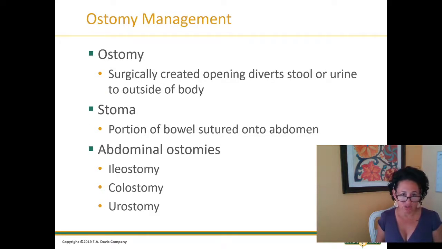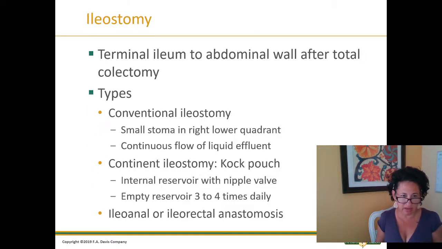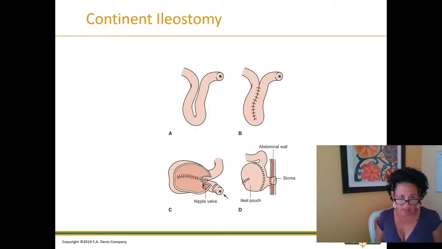Ostomy management: a surgically created opening to divert. Okay, so let's make sure we stick with that here, which starts under page 682. A stoma is an opening to the body, a portion of the bowel that's sutured onto the abdomen. Abdominal ostomies, there are some there. Ileostomy. Here are the illustrations for that. In A, we have a loop of terminal ileum. In B, both limbs of the ileum are brought together and sutured into a U shape. In C, the pouch is created with a nipple valve. And D, the pouch is sutured to the abdominal wall.